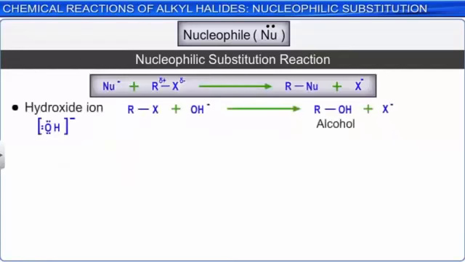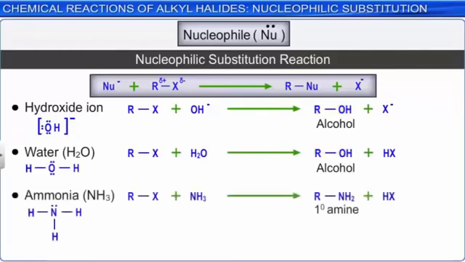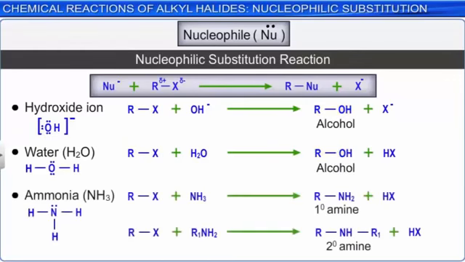Common nucleophiles include the hydroxide ion and water, both of which react with alkyl halides to make alcohols. Ammonia and substituted amines are used to convert alkyl halides into amines. Note the lone pairs on each formula.